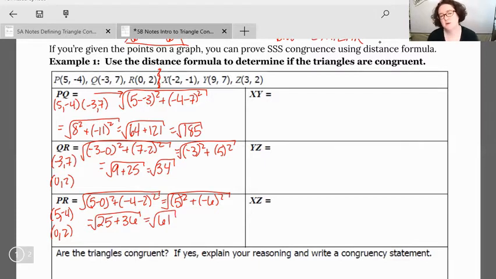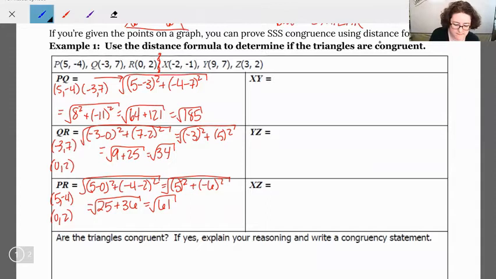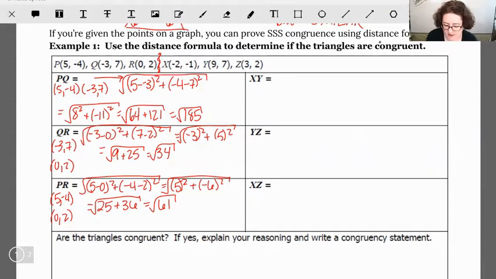So if I find that I get the same exact answers for the sides and the other groupings, then I know that those triangles could be congruent. So I'm going to change my color, because why not? So XY. And again, if you want to pause and work these out and then fast forward to check your answers, go for it.